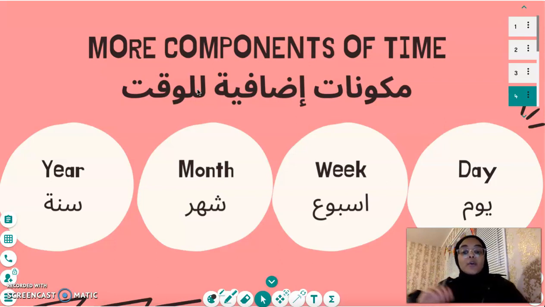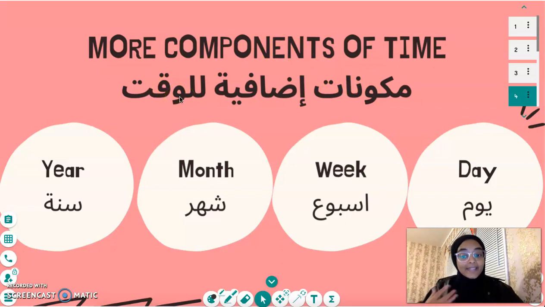So to go into them, we have year, month, week, and day. In Arabic, year is السنة, month is الشهر, week is أسبوع, day is يوم. So سنة, شهر, أسبوع, يوم. إضافية means more. Elements means مكونات. وقت is time.